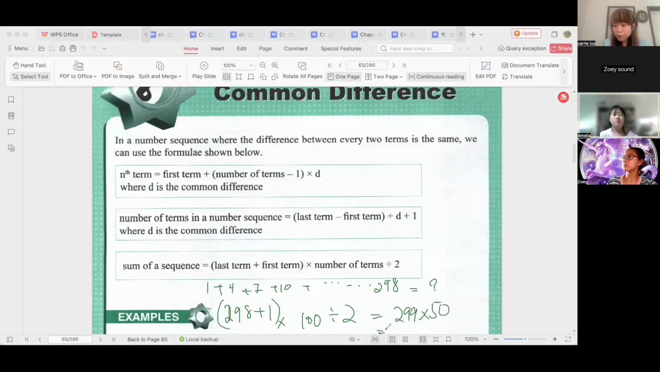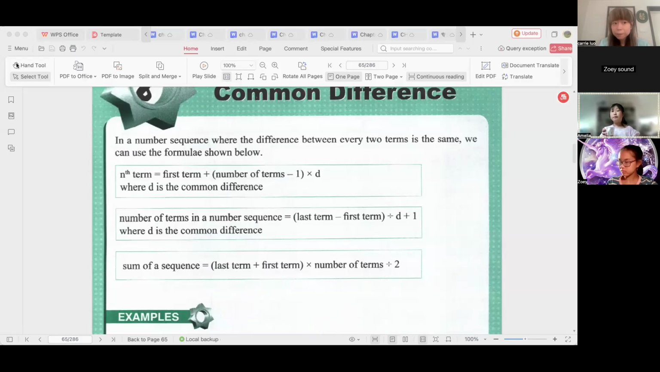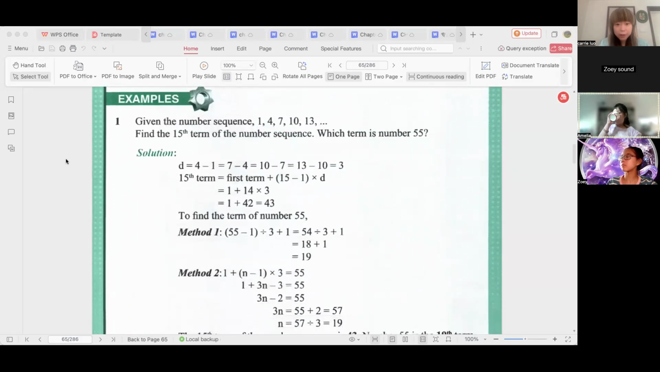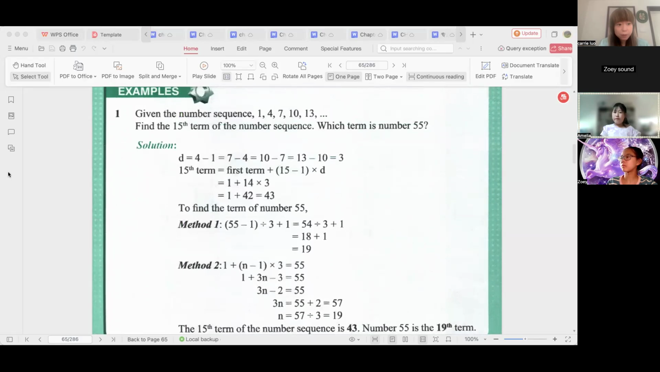And I don't want to multiply directly, so I can just use 300 times 50 minus 50, right? So it's 15,000 minus 50, which equals 14950. Get it, Zoe and Amelia? Okay, so if you understand that, we're going to take a look at the first one, okay?